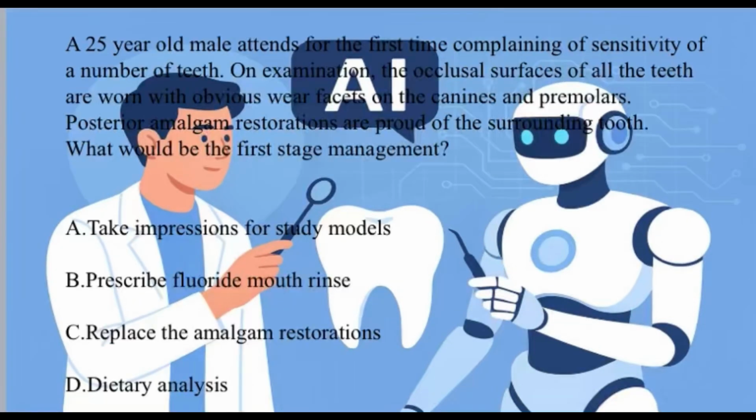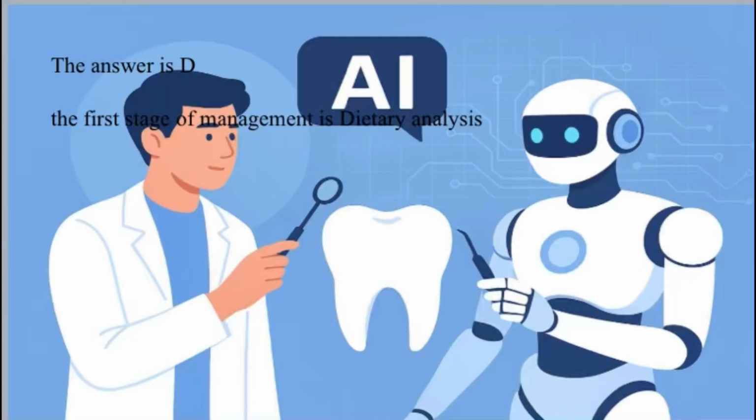A 25-year-old male attends for the first time complaining of sensitivity of a number of teeth. On examination, the occlusal surfaces of all the teeth are worn with obvious wear facets on the canines and premolars. Posterior amalgam restorations are proud of the surrounding tooth. What would be the first stage of management? The answer is D. The first stage of management is dietary analysis.